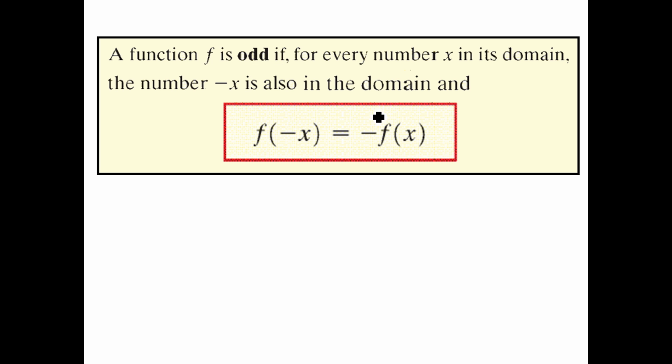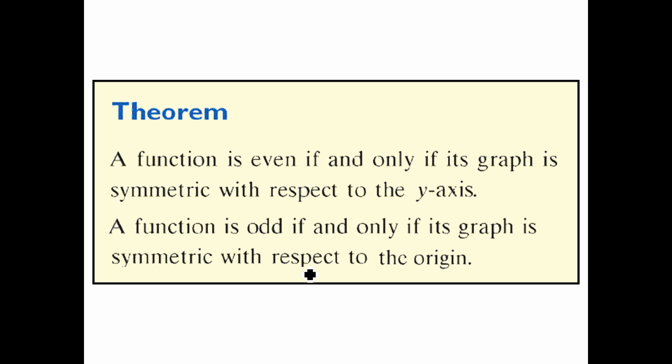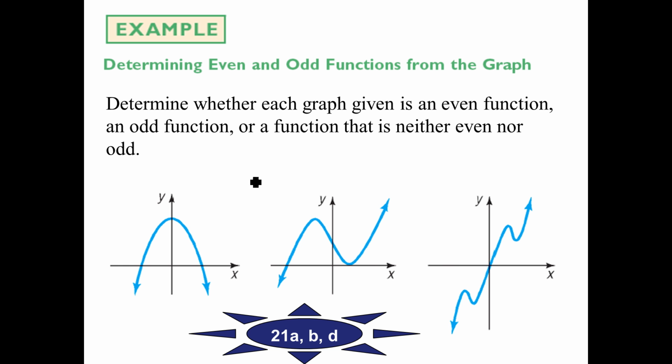You're odd if you plug in negative x and you get the opposite y. So if you plug in x and you have y, you plug in negative x, you get negative y. So you get the opposite points. So let's go ahead and take a look at the theorem here. A function is even if and only if its graph is symmetric with respect to the y-axis. So we're even if we are symmetric with the y-axis, and we are odd if we're symmetric with respect to the origin. So let's take a look at the graph here.